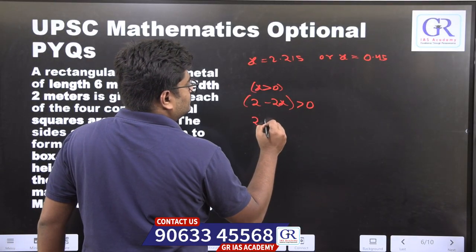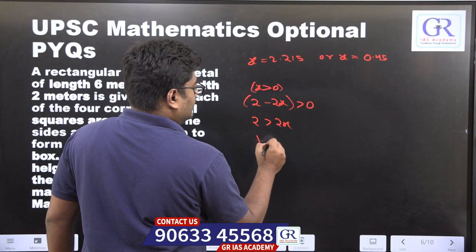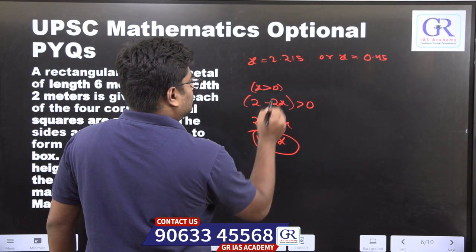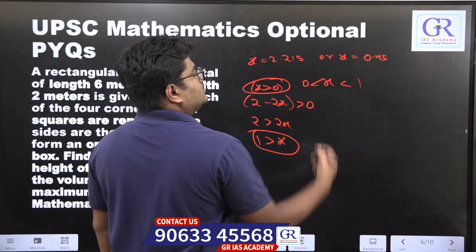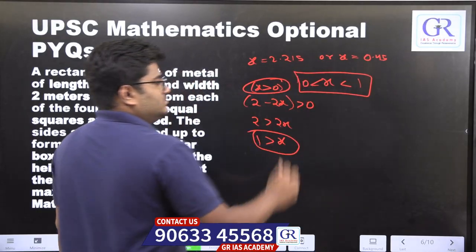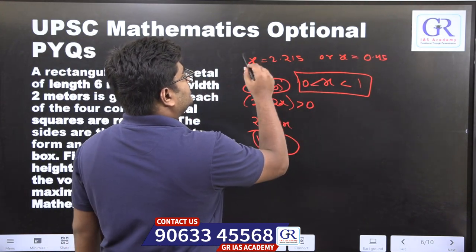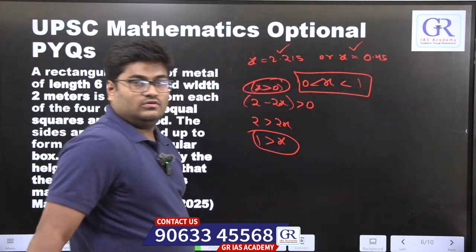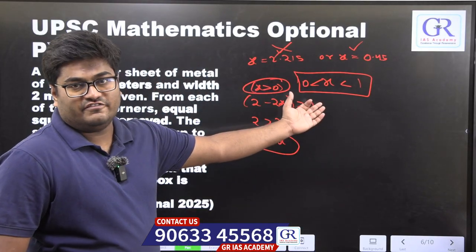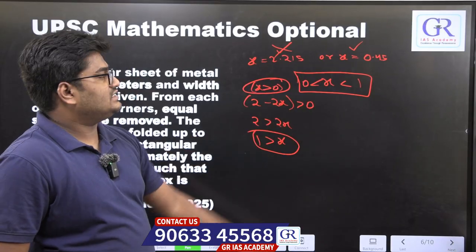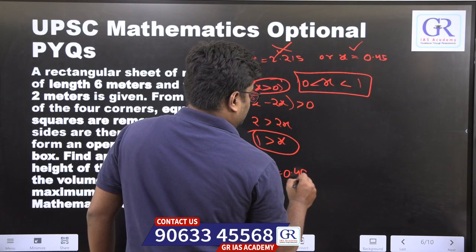So by calculating, 2 is greater than 2x. Dividing the equation by 2, we get 1 is greater than x. From both these equations, we can say that x belongs to 0 and 1. So what is the only feasible solution from these two? From these two, this is not possible, right? 2.215 is not in the valid range for the value of x. So x equals 0.45, that is all.